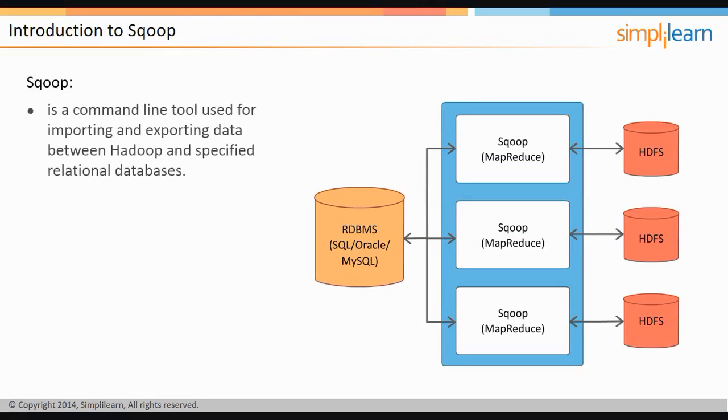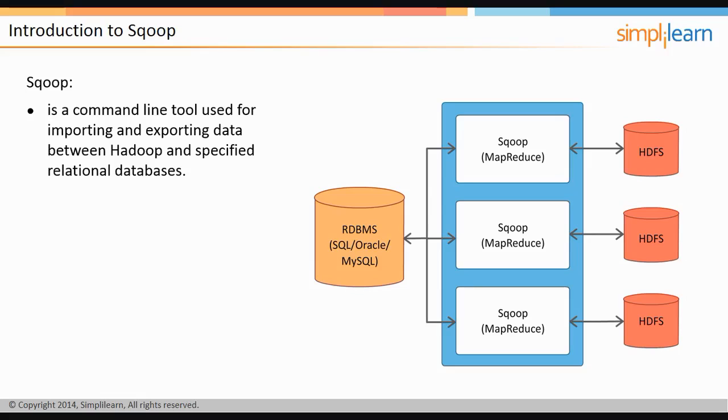This screen gives an introduction to Sqoop. Sqoop is a command line tool which is used for transferring data between Hadoop and specified relational databases. Whereas importing is the process of bringing data into Hadoop, exporting is the process of taking the data from Hadoop and putting it back into the system. Sqoop can manage both of these processes by using the Sqoop import and Sqoop export functions.